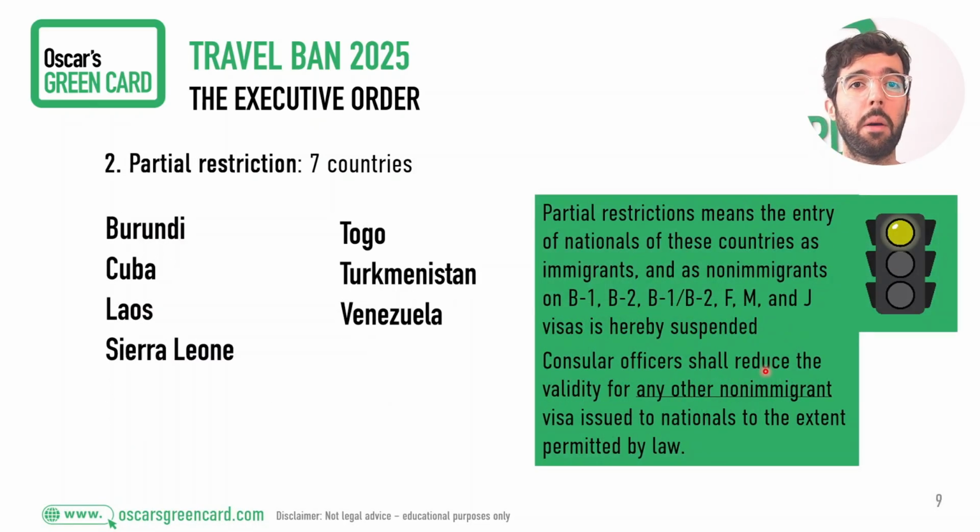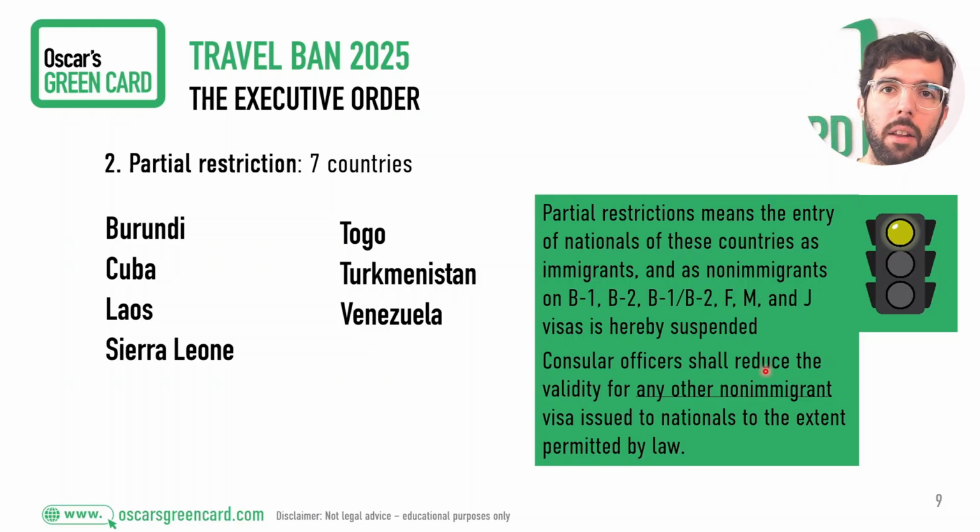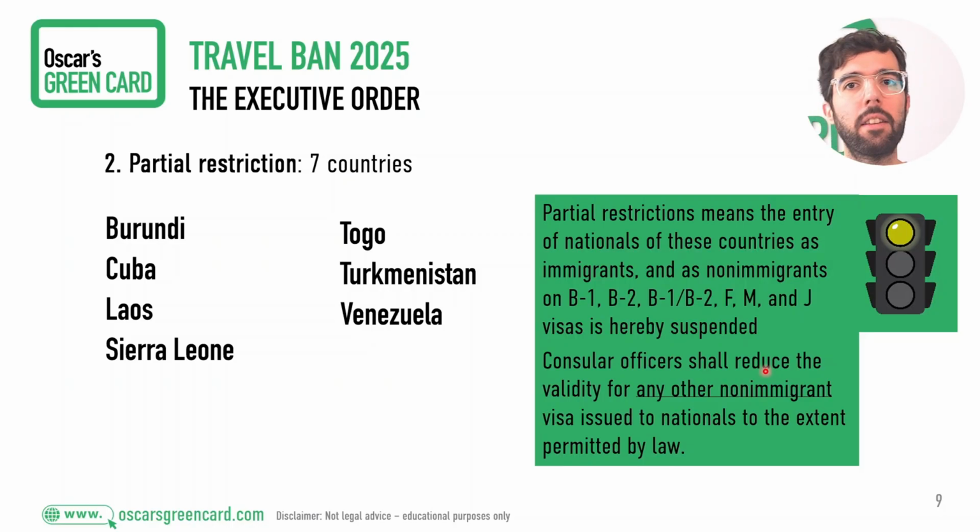Partial restriction countries, 7 countries: Burundi, Cuba, Laos, Sierra Leone, Togo, Turkmenistan, and Venezuela. And again, this means that the nationals from these countries cannot enter as immigrant visa holders, or on non-immigrant B visas, B1 and B2, and then students F, M, and J. So they suspended those entries.